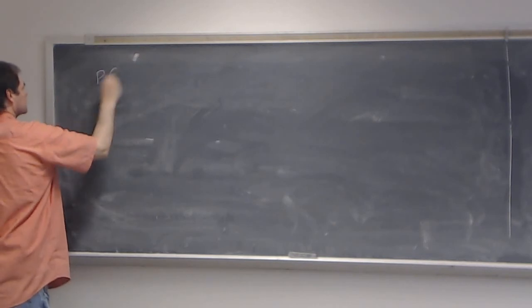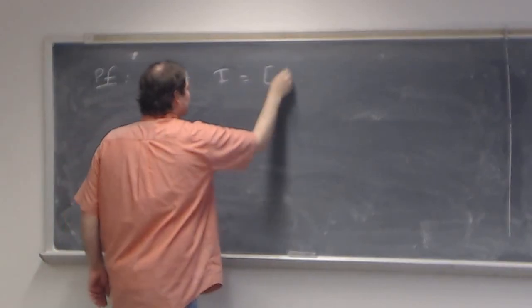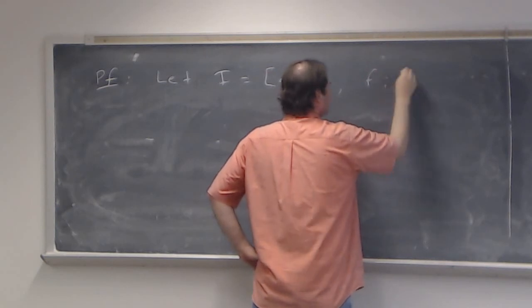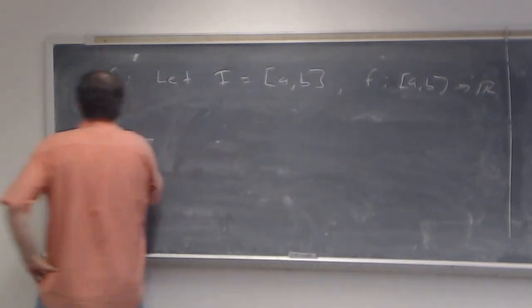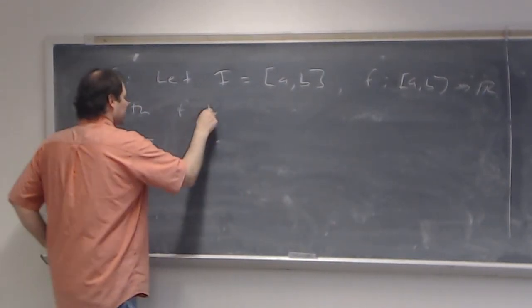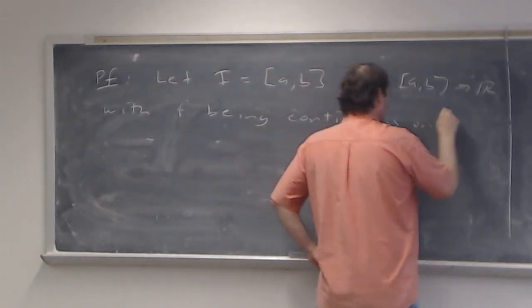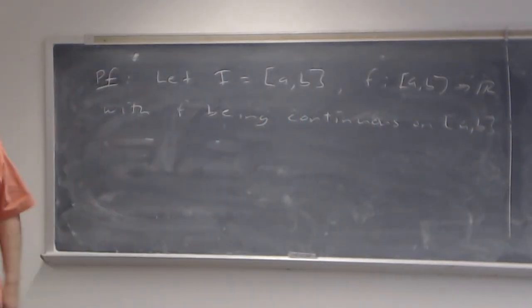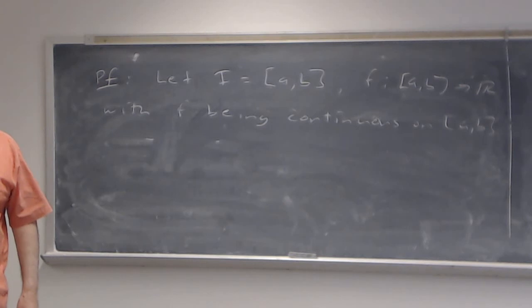Proof. Okay. So here we're going to let I be equal to A to B. That's all it is. F goes from A to B to R, with F being continuous on A to B. What do we want to show? We want to show that F is bounded, that there's some number out there that's bigger than or equal to the absolute value of F of X. Is that okay? That's what we want to show.